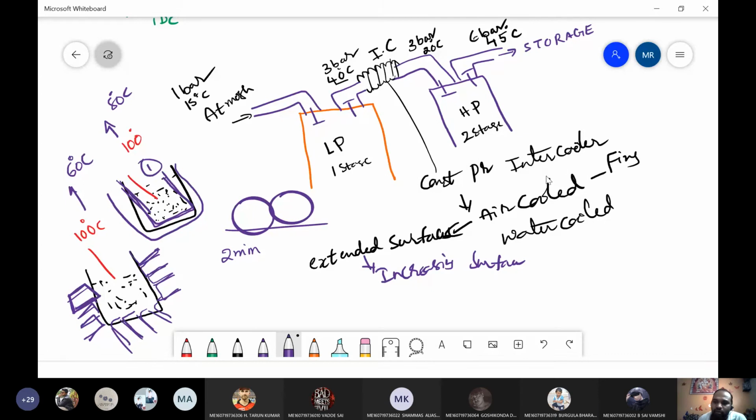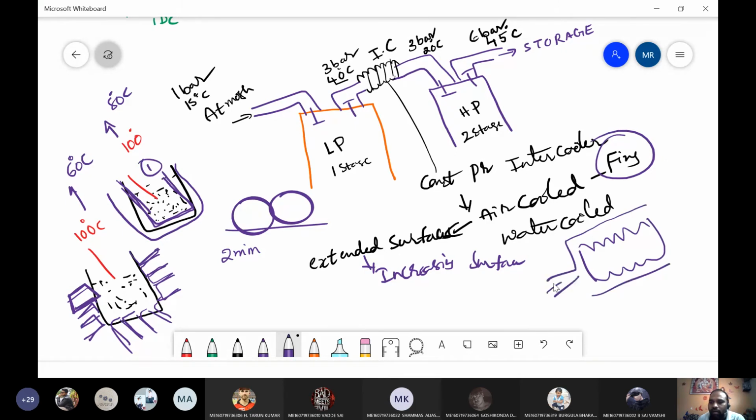So if it is an air intercooler, we are using fins over the surface. Whereas if it is a water intercooler, what will be there? We will add a water jacket surrounding this intercooler, and at one place we are adding the cold water, and on the other side we are taking out the hot water. Thereby, the air passing through this will be cooled while maintaining the pressure constant. So these are the two different types of intercoolers, air intercooler and water intercooler. Even in the case of an air intercooler, we are using fins.